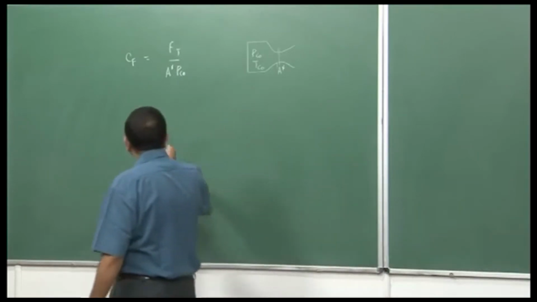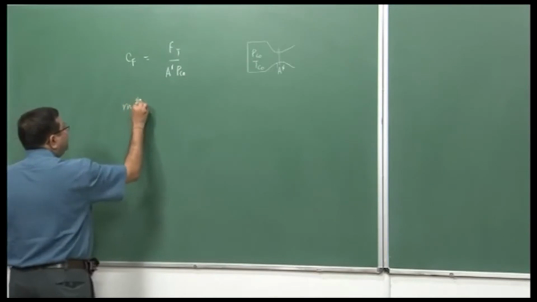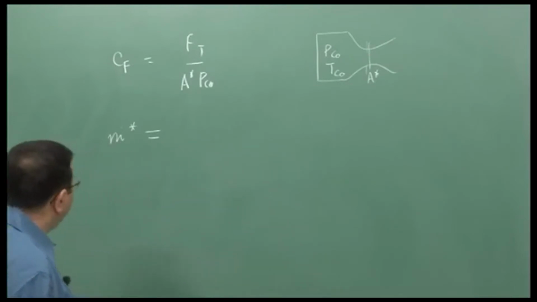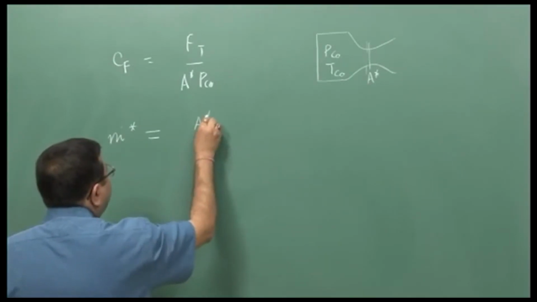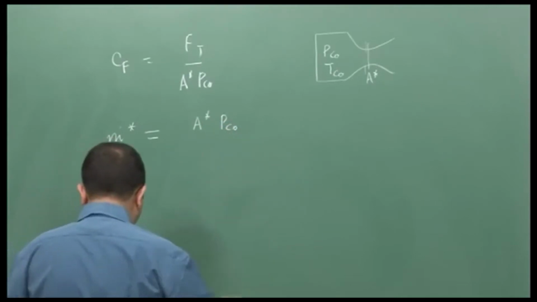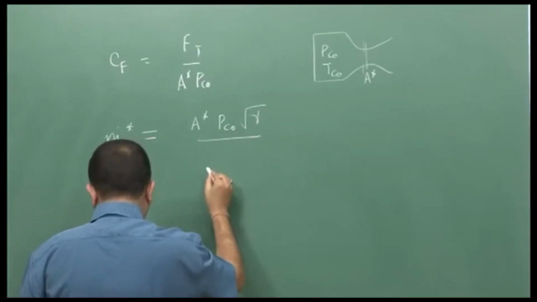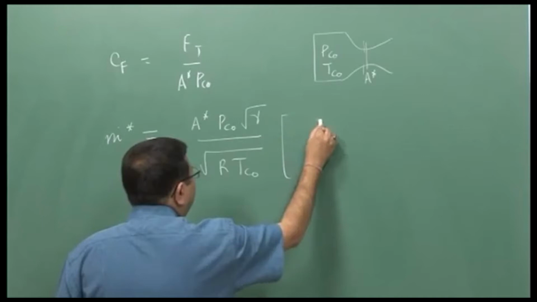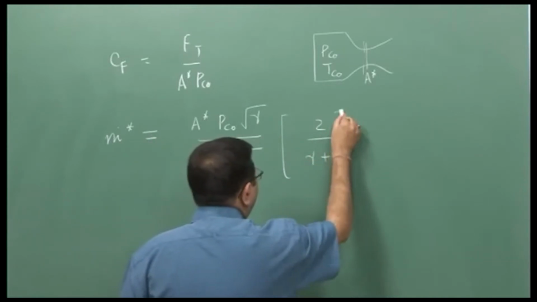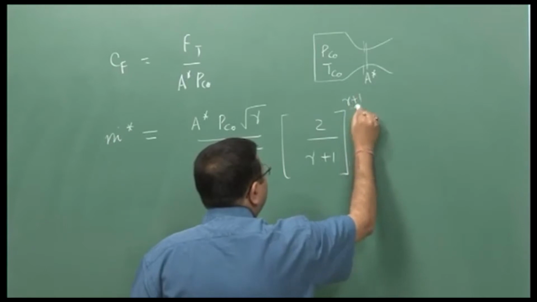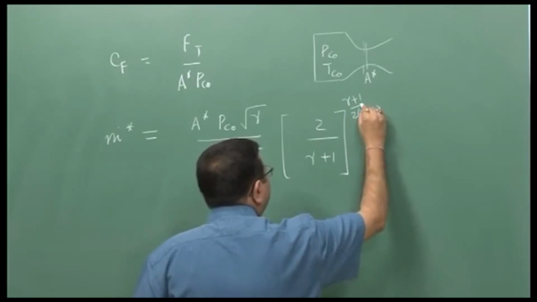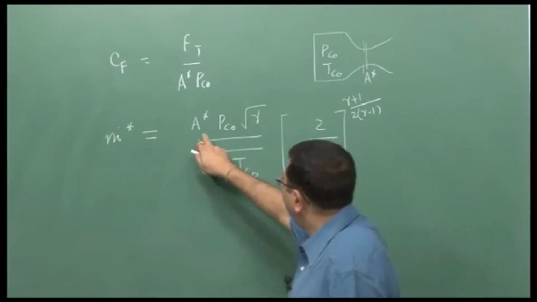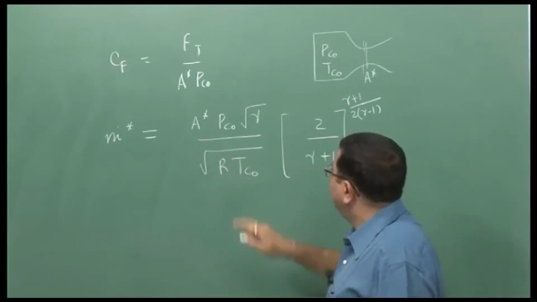Then we have proved that the critical mass flow rate, or the choked mass flow rate, since the nozzle is going to be choked, is equal to A star P c naught times square root of gamma upon square root of R T c naught, times 2 upon gamma plus 1 to the power gamma plus 1 upon 2 gamma minus 1. So, this is the mass flow rate. As we can see here, the mass flow rate is a function of the throat area and the chamber conditions.